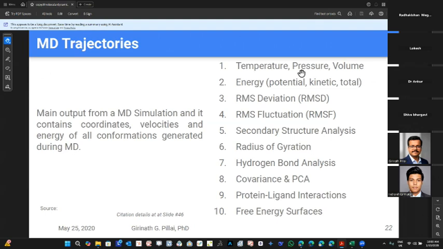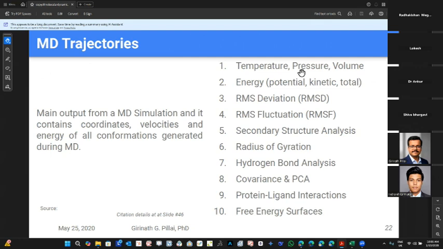I'm trying to compare it, giving you an analogy to explain it. So one conformation is one frame. The next conformation of the protein is the next frame. The third conformation is the third frame. All this combines together to form a trajectory.